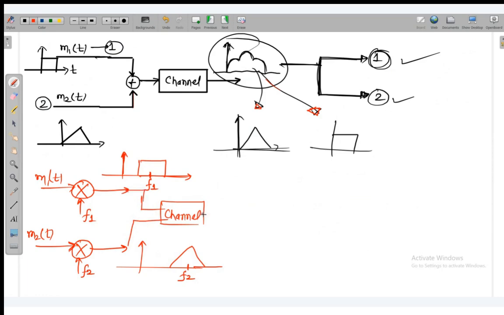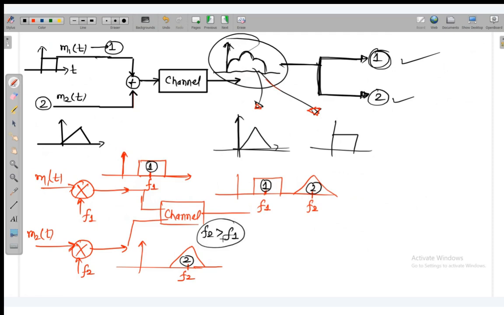and now these two are added. So when you add them, f1 and f2 are well separated. F1 and F2 both are different. So this f2 will shift the signal here, and this f1 will shift the first signal here. So this is our first signal, this is our second signal, and when these two are added, f2 is greater than f1. So f1 and f2 are well separated, so these two are separated.